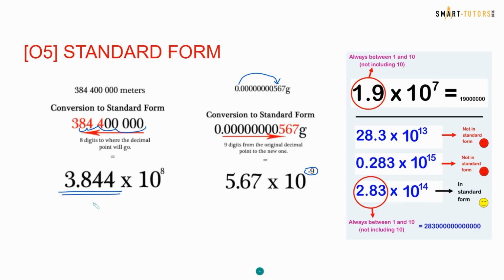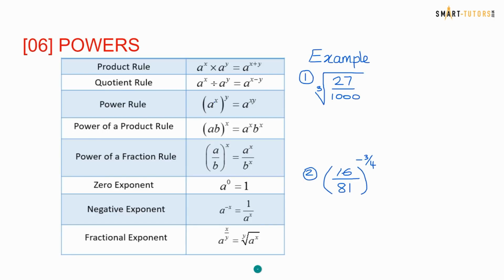So between 1 and 10, 1.9 times 10 to the power 7 is in standard form. If you make it an ordinary form, 7 means 7 jumps, so 1 and 6 zeros. That's the answer here. This one and this one are not in standard form because the number is not between 1 and 10. 2.83 times 10 to the power 40 is in standard form.